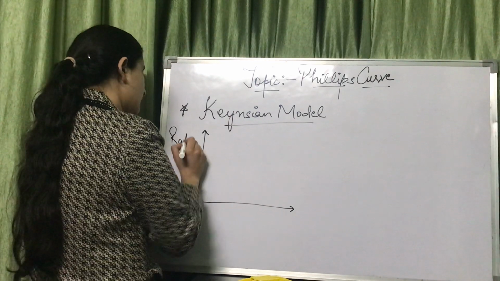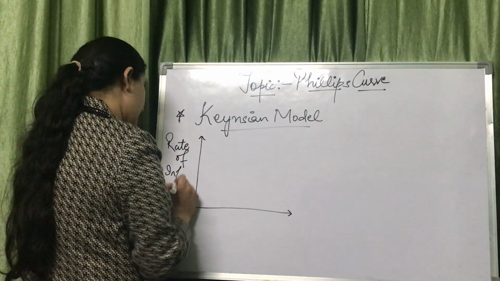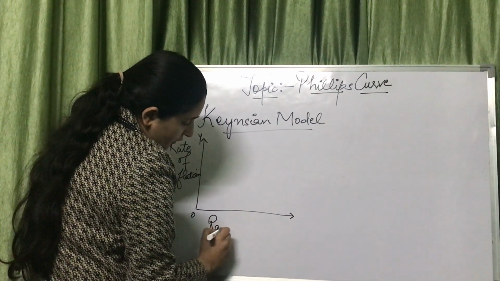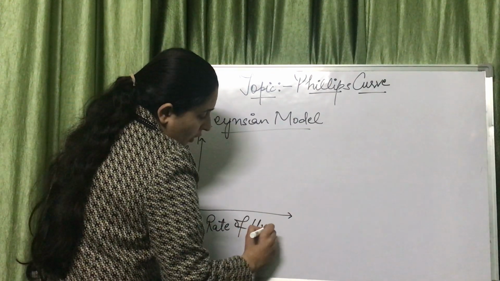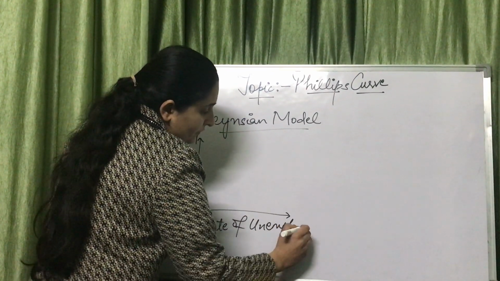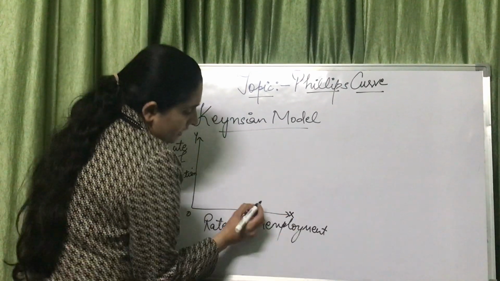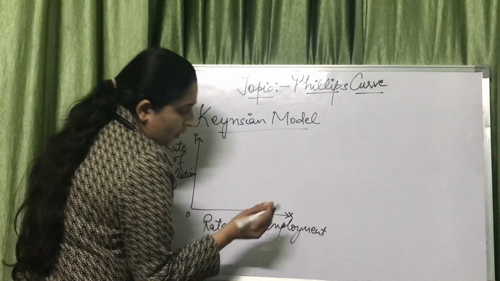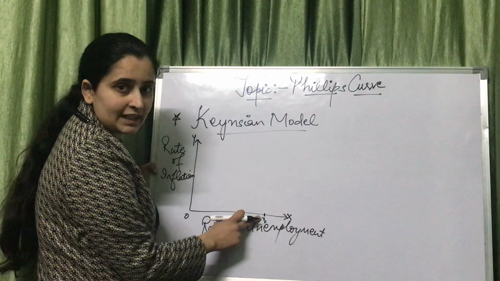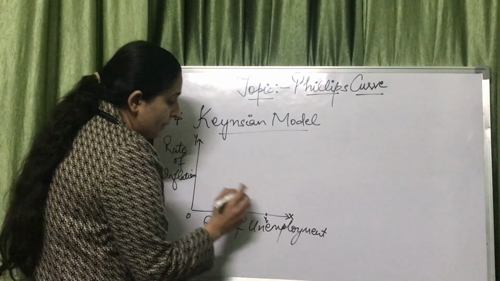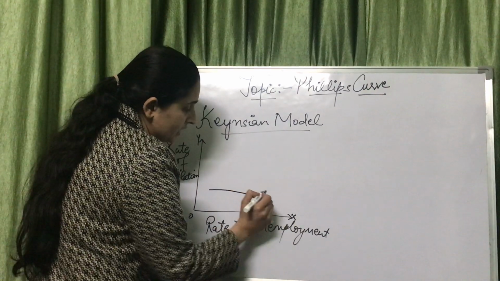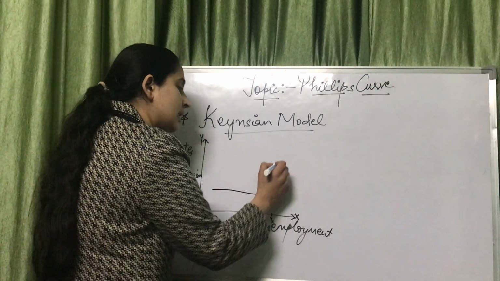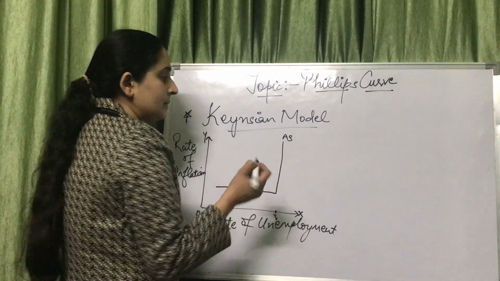This is the rate of inflation on the y-axis and the rate of unemployment on the x-axis. He said, let us consider that this point is the full level of employment. At this point the economy is at full employment. Up to this point the aggregate supply curve will be a straight line like this, and after this point it will again become a horizontal straight line. So this will be the aggregate supply curve.